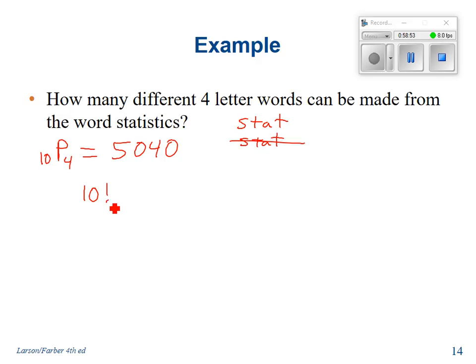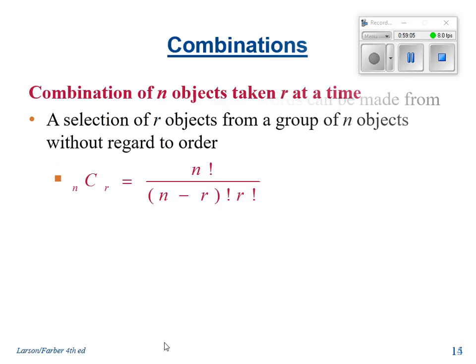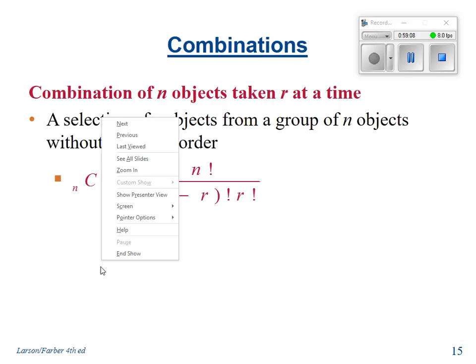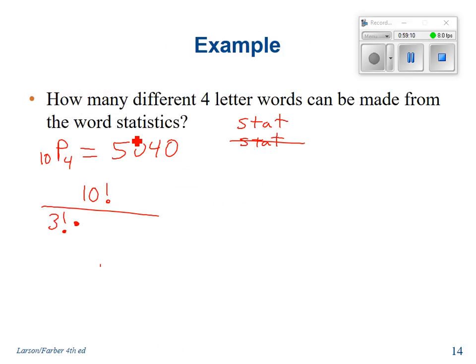10 factorial on top. We look at each letter. How many S's do we have? So we do 3 factorial times, how many T's do we have? So 3 factorial again. How many A's do we have? Do I really need to list the 1 factorial? T's we already did. How many I's do we have? 2. And 1 C. Do I really need to list that?